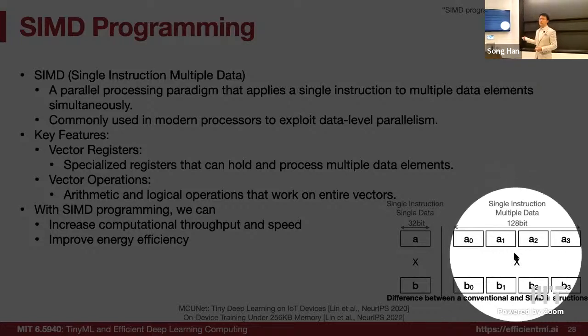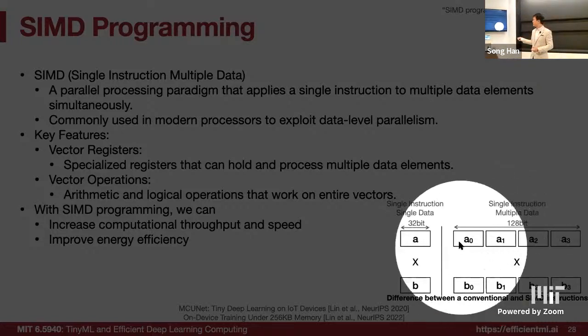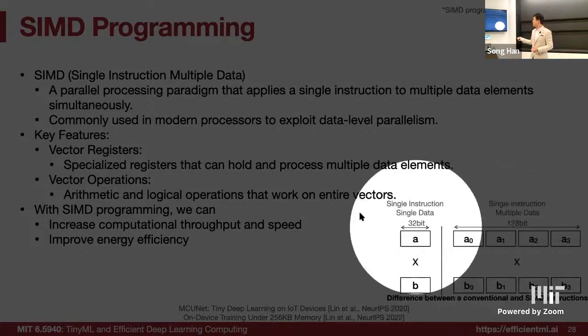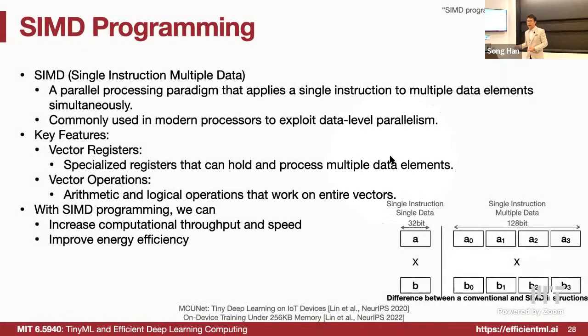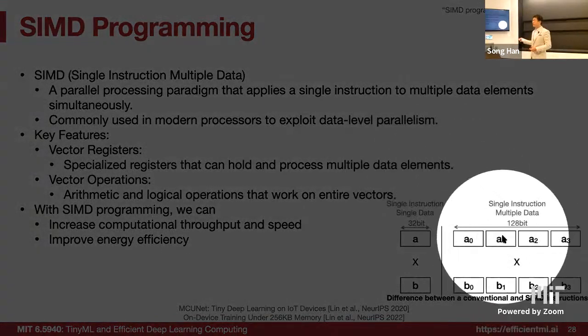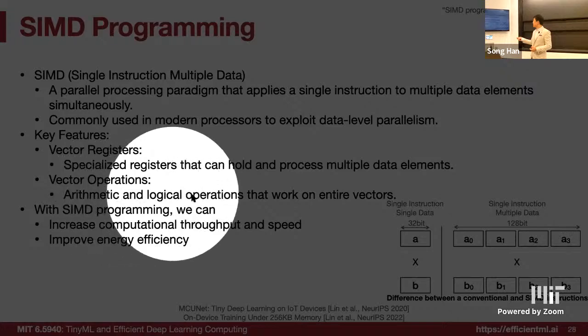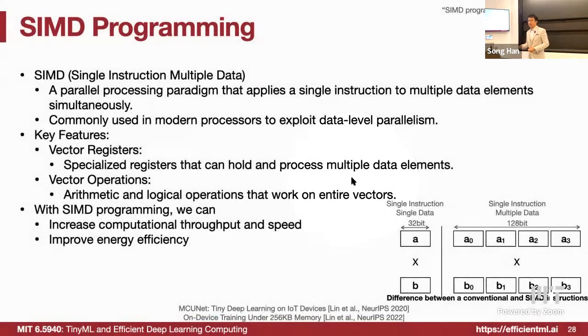So such a register is called a vector register. We compare it with a scalar; a vector register holds and processes multiple data elements. And this operation is called a vector operation. Basically, they work on the entire vector register.